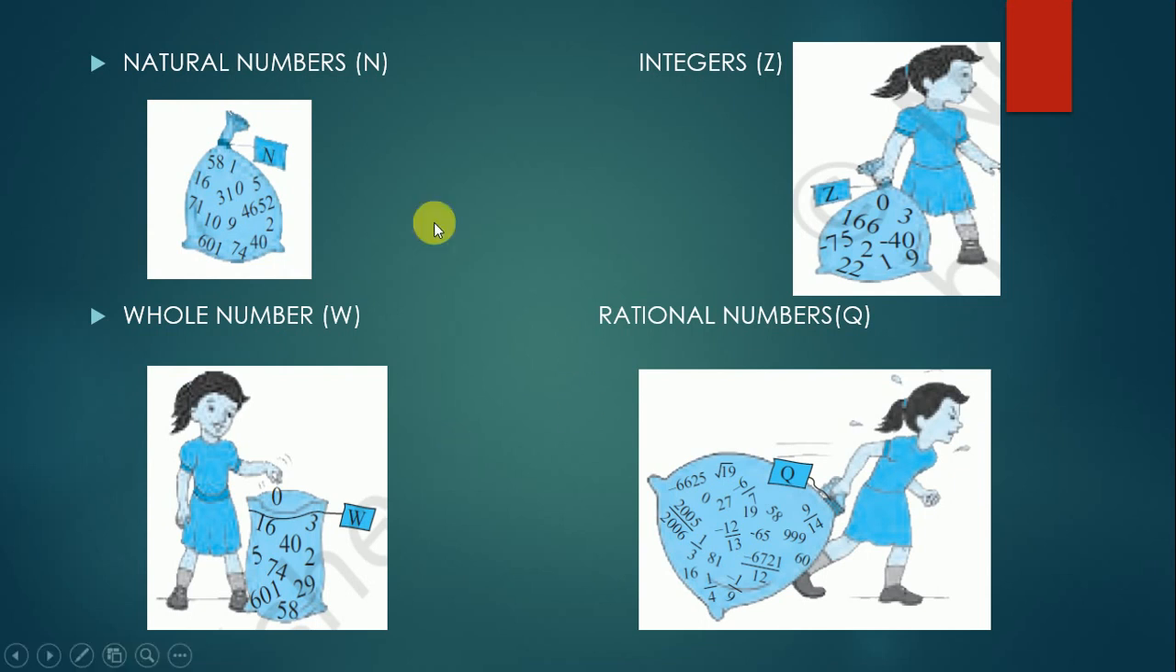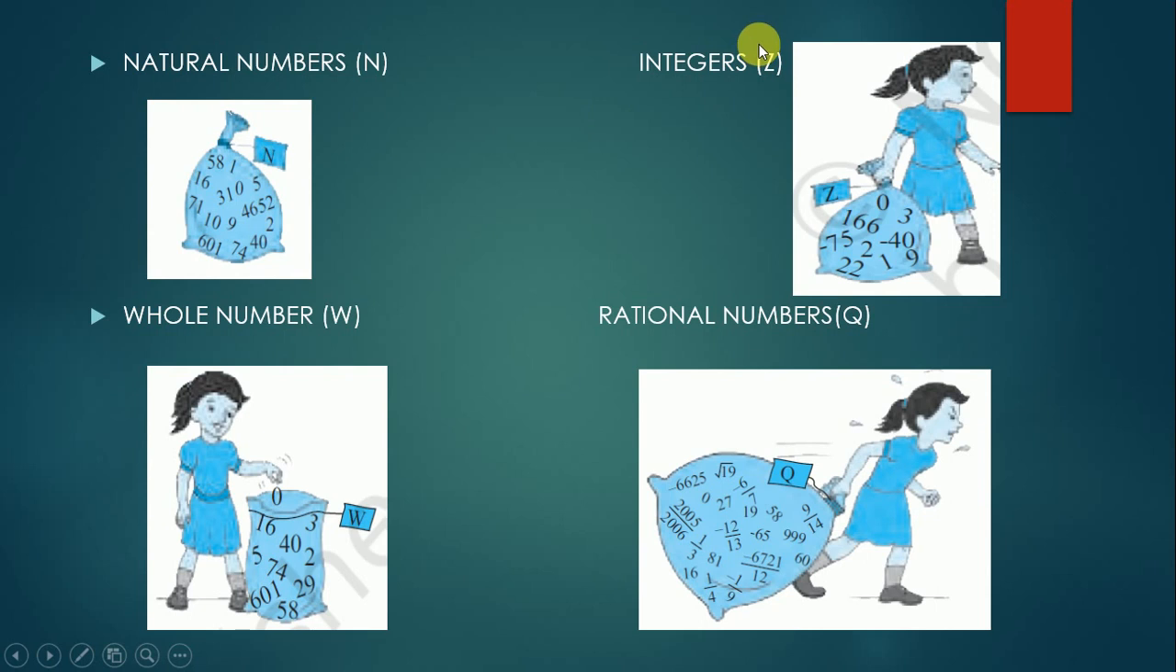The next one is whole number. See, this girl is putting a 0 into this bag, right? Now this becomes a whole number. So what is the difference between a natural number and a whole number? A whole number has 0 in it, but a natural number does not have 0 in it. Okay, that is the difference. Do you understand? Natural numbers start from 1 but whole numbers start from 0.